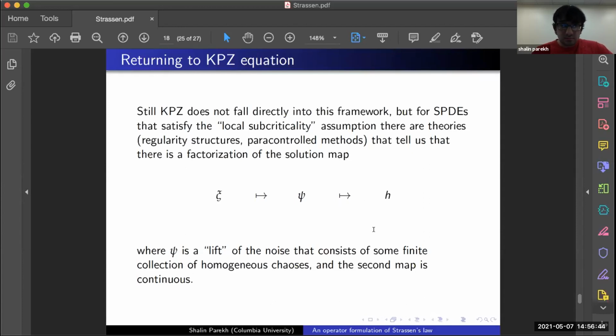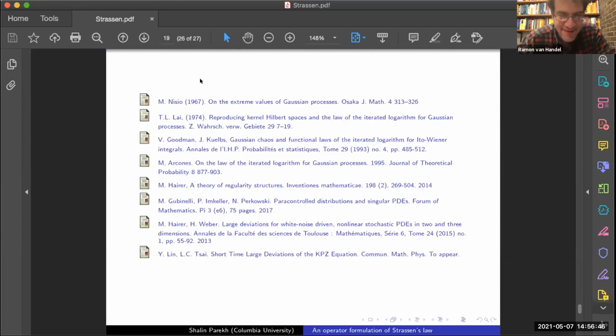Okay, so the references here are the classical results that were related to the first chaos. And here are the more recent things that motivated this result, for singular SPDEs, more recent developments.